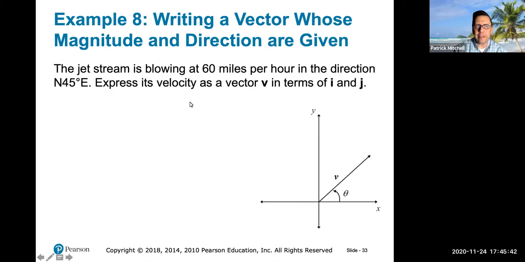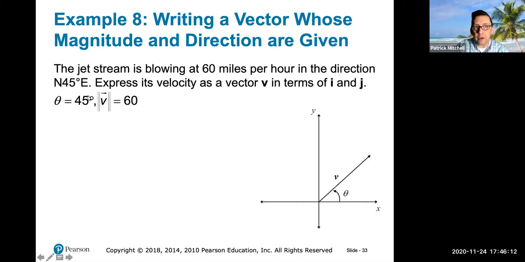All right, just like in this example, if the jet stream is blowing at 60 miles per hour in the direction north 45 degrees east, remember your bearings, express its velocity as a vector v in terms of i and j. So using the formula that I just showed you, theta is 45 degrees. Notice that you have to convert the bearing to an angle in standard position.